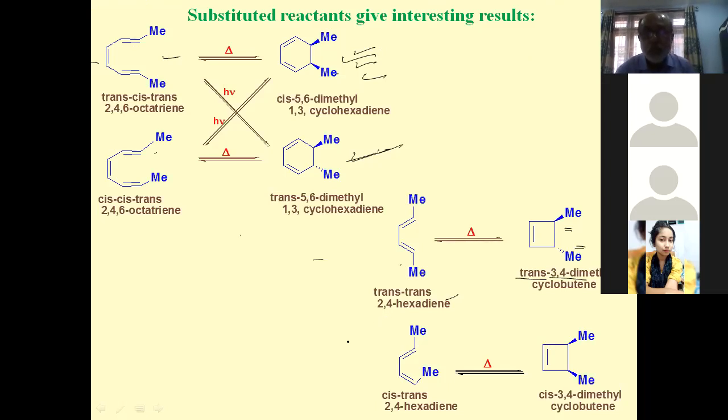Okay. And here when we take this cis and trans configuration 2,4-hexatriene and heat it thermally, we get this one and this one. That means that is the cis product we get. But the same thing when we do it photochemically, we get just the opposite product. Photochemically, when we carry out, we get this. This was the trans product from this and cis product from this.